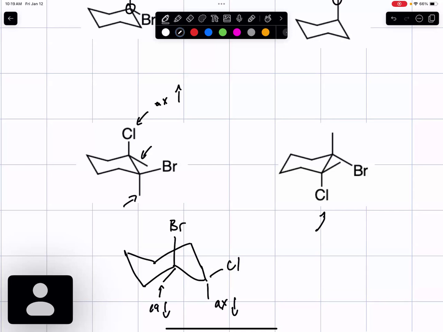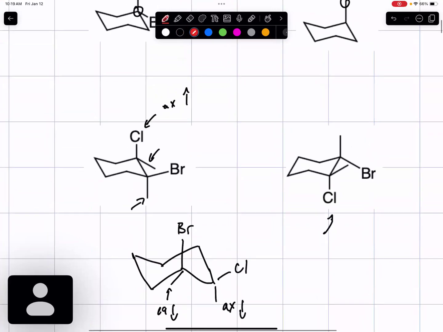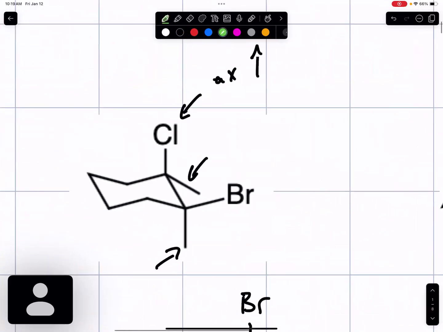No. No. Okay. So what's another option? I mean, a ring flip is a good idea, but what's another option? This is all of chapter 5, guys. We could assign, right? Could we not assign because these are 2 chiral centers?